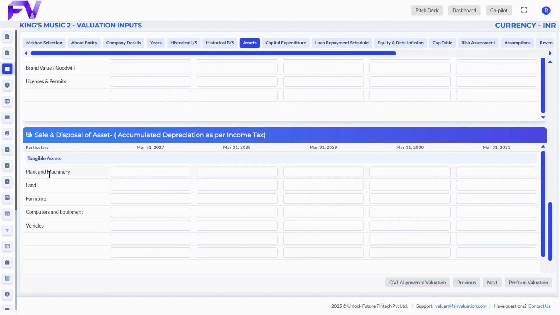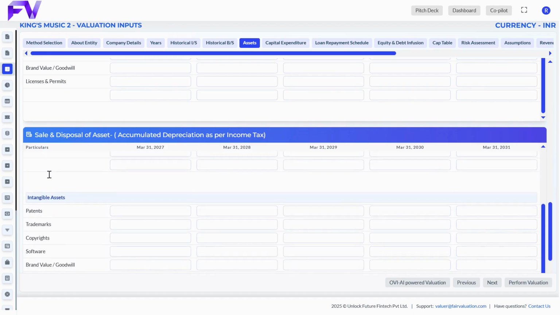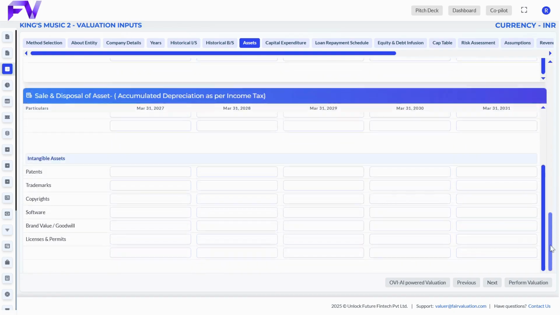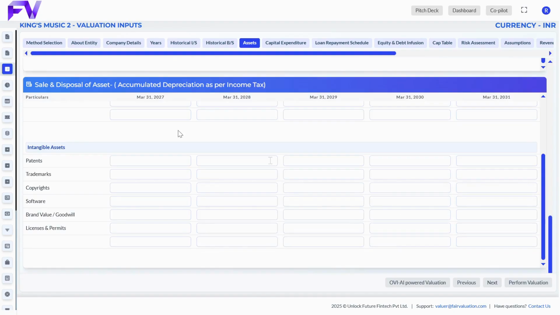Finally, we have sale and disposal of assets accumulated depreciation as per income tax. This reflects the total depreciation claimed for tax purposes on the assets that are being sold or written off. Again, please input the expected values for the upcoming 5 years.